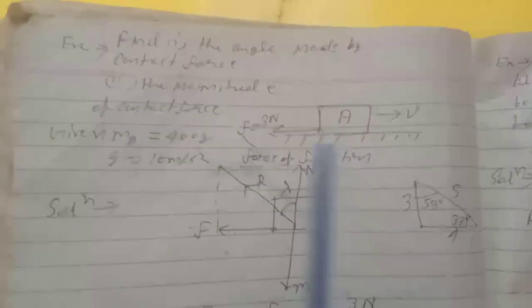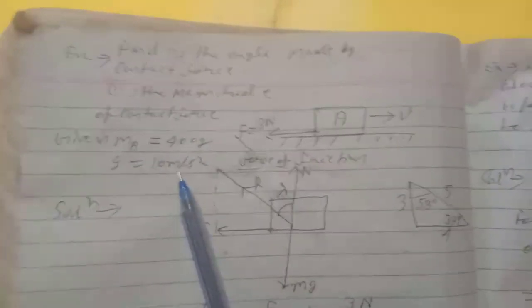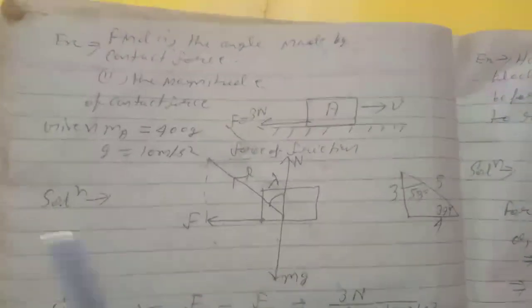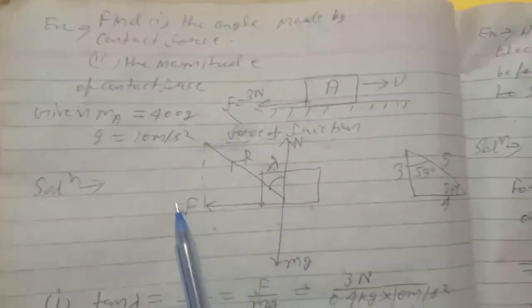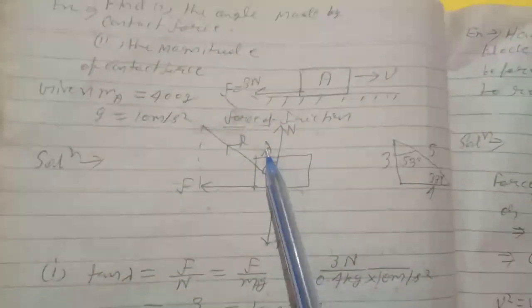Here the body is moving with velocity v, and given m equal to 400 gram and g is equal to 10 meter per second square. Now if we draw the free body diagram, then this will be the normal reaction in this direction. Weight of the body will be in this direction and force of friction will be in this direction. Now we have to calculate this value.